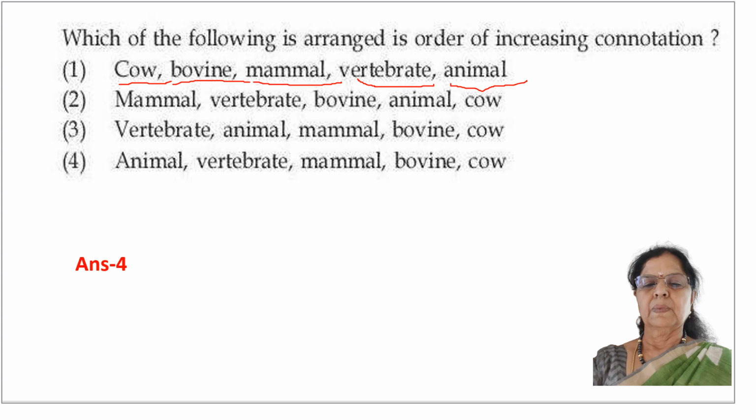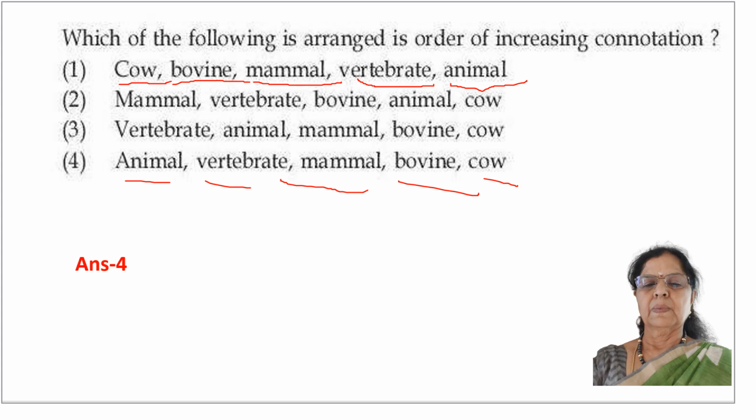So which is the reverse of this? The fourth one. Starting from animal, it is an increasing order of connotation. Animal means very broad. Then comes vertebrate. Then comes mammal. Then bovine. Then cow. So this is in the increasing order. The first one is in the decreasing order of connotation.